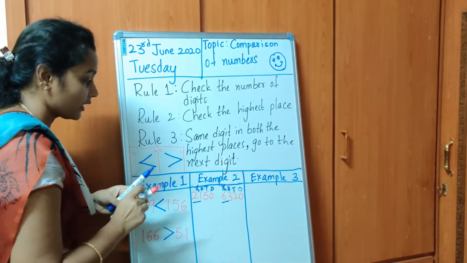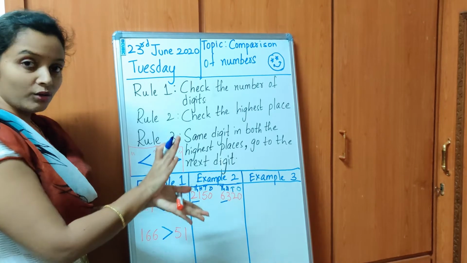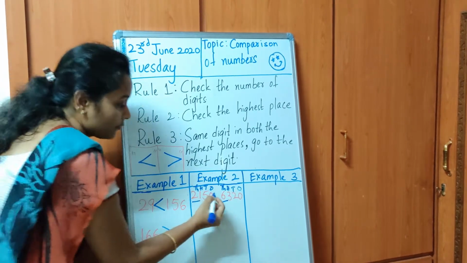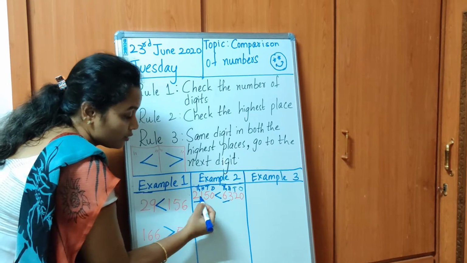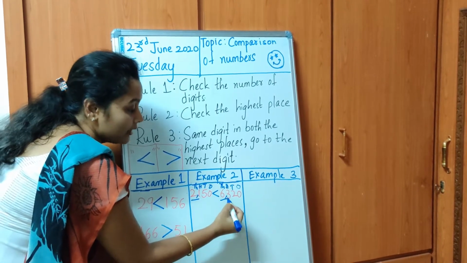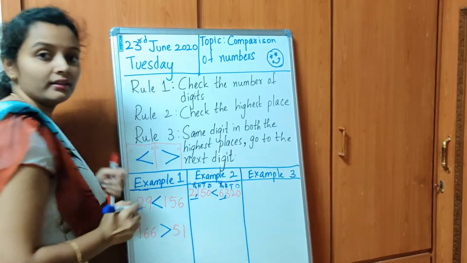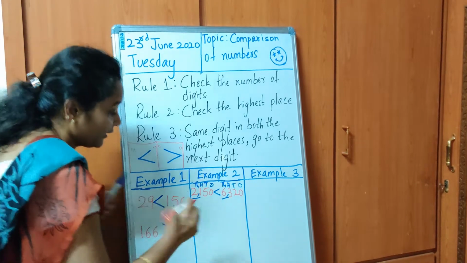Now, which sign will you put? Wherever there is a bigger number, open the mouth to that side. So, I have to put lesser than. So, 2150 is lesser than 6320. One more example. Fine.